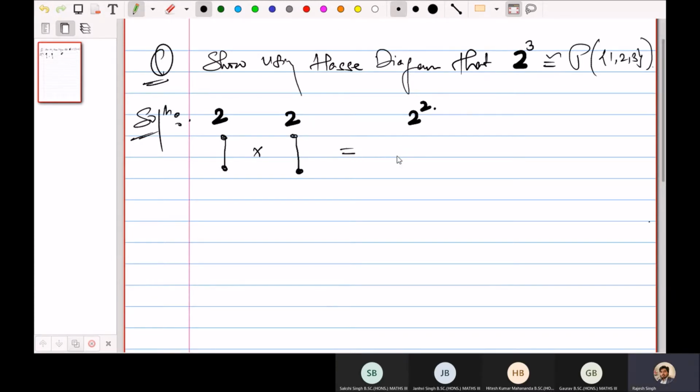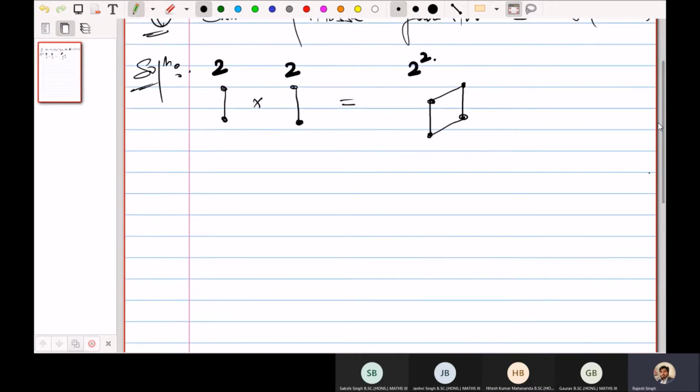So we have this. We have to replace each vertex by this copy. So we have to place 2 copies in such a way that one is slightly above the other. So 2 copies, and we join the corresponding vertices. So this is 2 square, right? Now we have to find 2 cube.